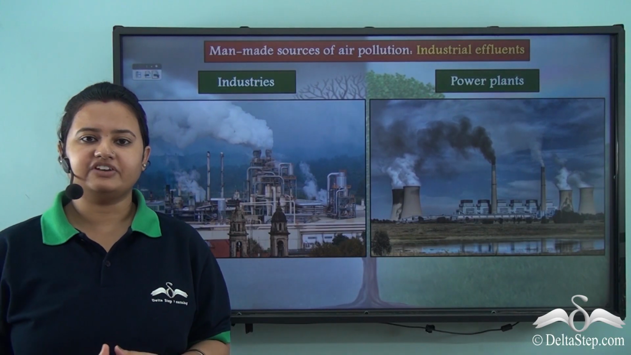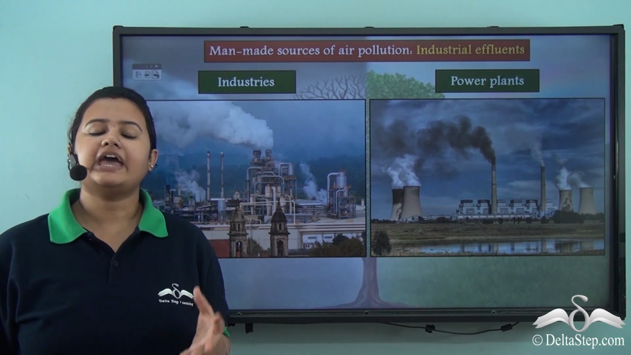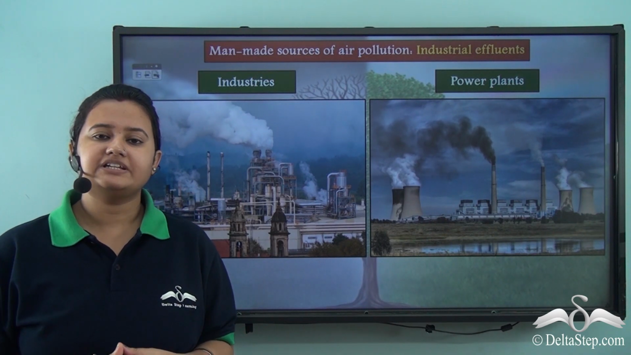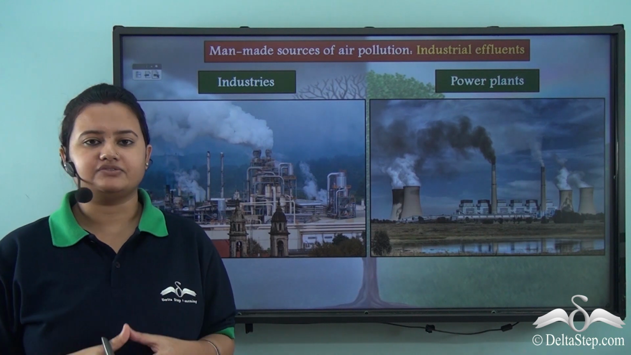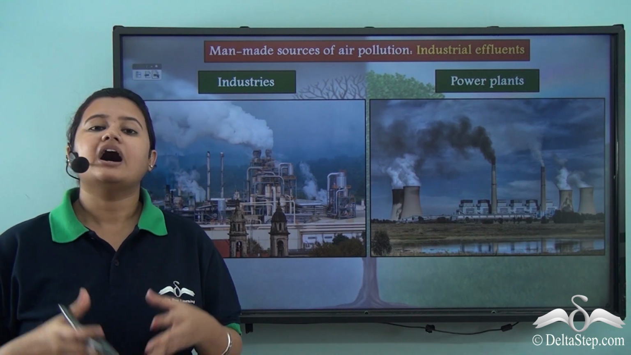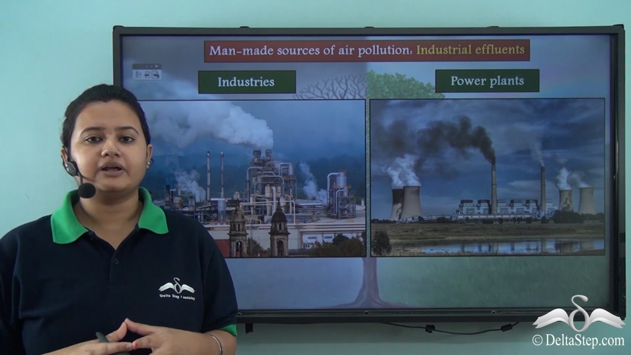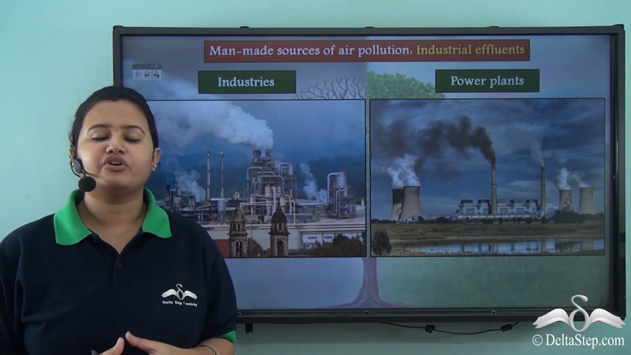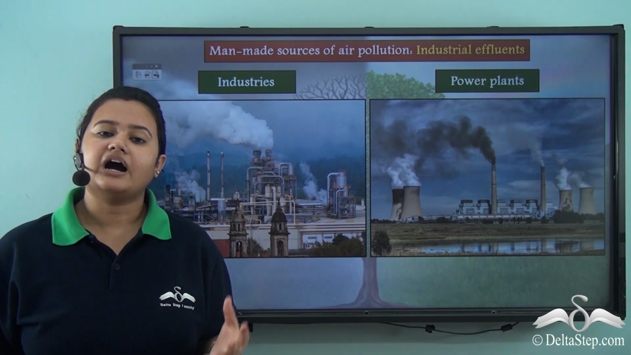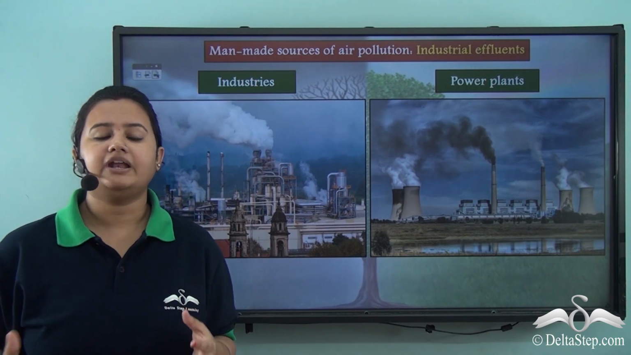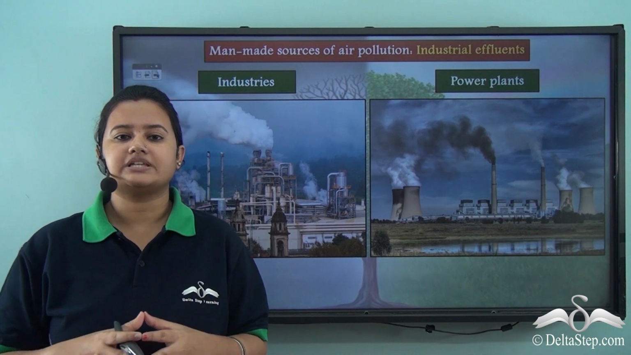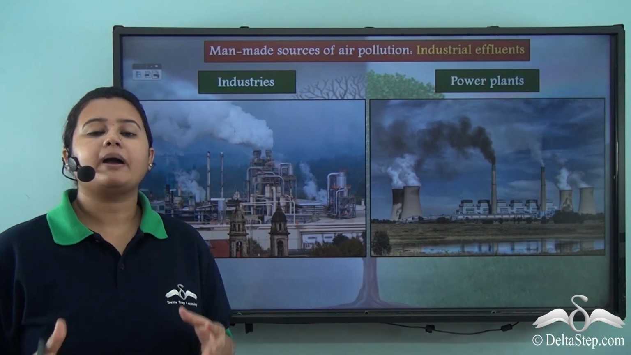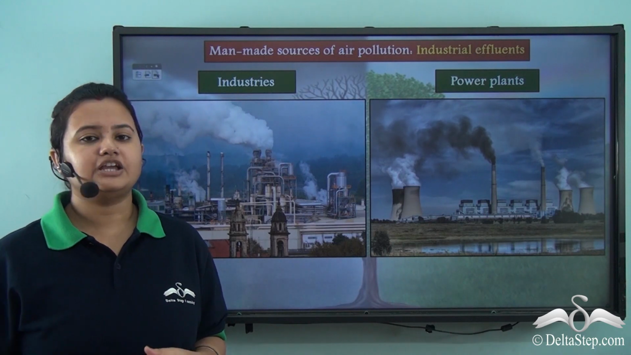In our previous video, we learned that air pollution can be caused both due to natural activities as well as man-made activities. We discussed that a man-made source of air pollution is vehicular emissions. Now, apart from vehicular emissions, there are other man-made sources of air pollution. One such source is industries.